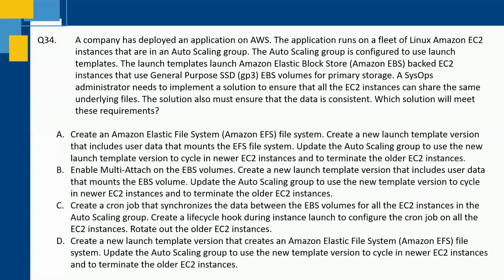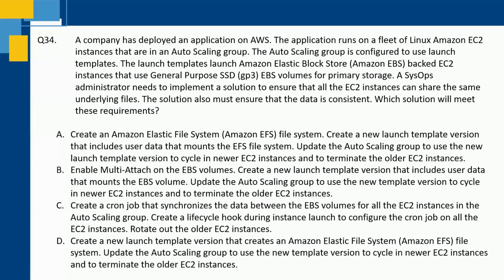older EC2 instances. The third option is create a cron job that synchronizes the data between the EBS volumes for all the EC2 instances in the auto-scaling group. Create a lifecycle hook during instance launch to configure the cron job on all the EC2 instances. Rotate out the older EC2 instances.